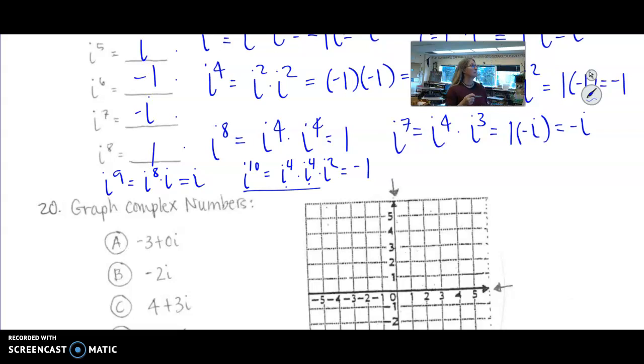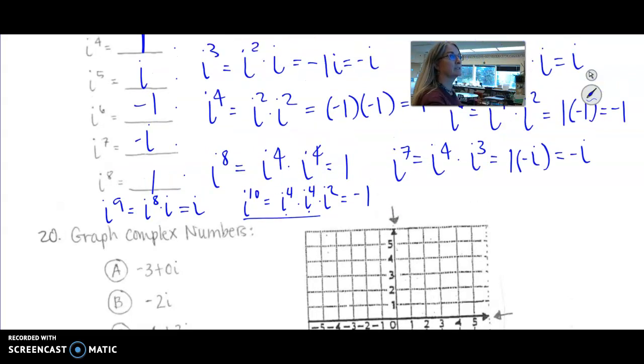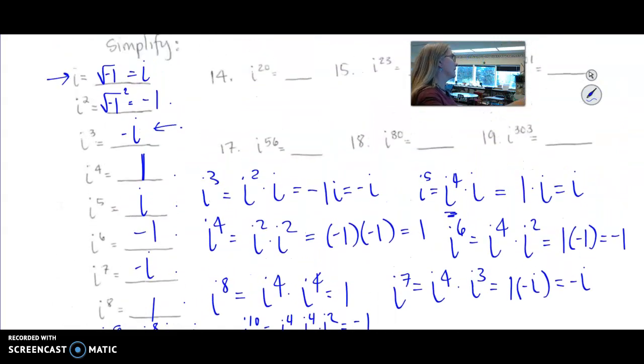And you'll see the pattern is going to go: we start with i, and then it's negative 1, negative i, 1. I, negative 1, negative i, 1. So i to the 9th would be i, i to the 10th is going to be negative 1, i to the 11th will be negative i, and then i to the 12th is going to be back to 1 again.